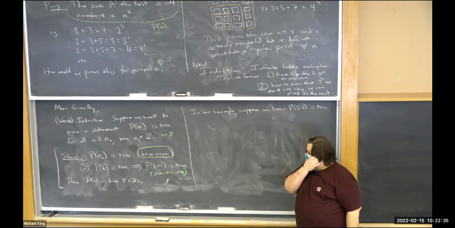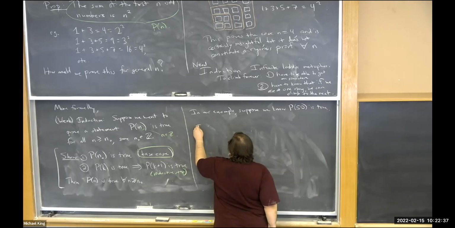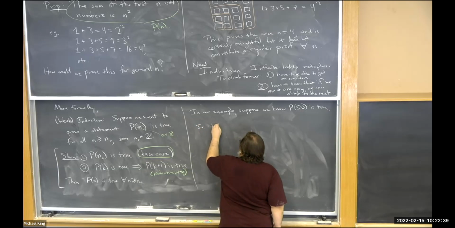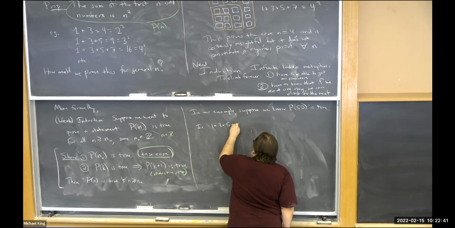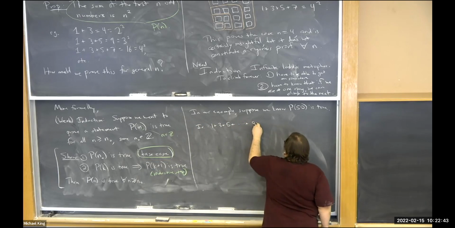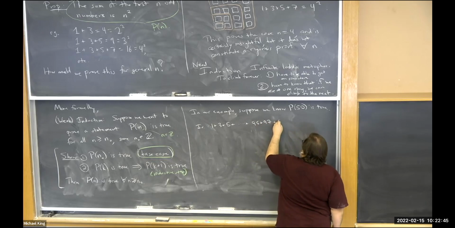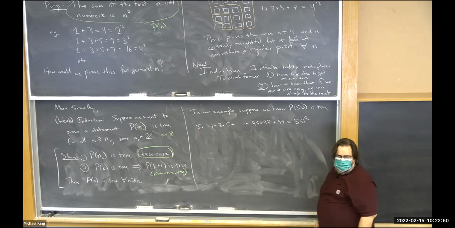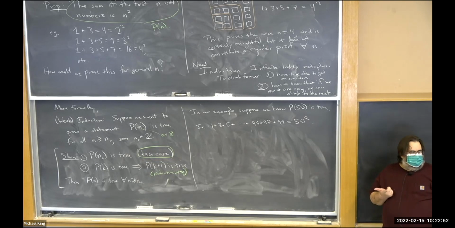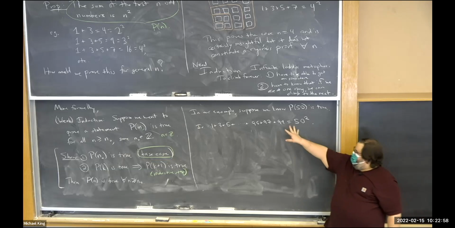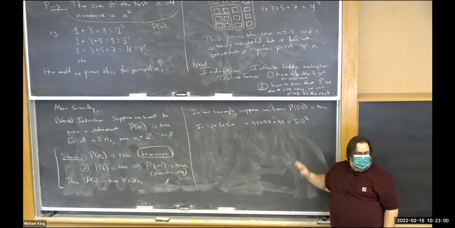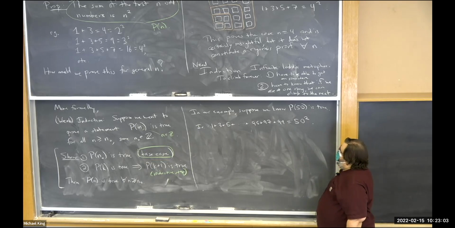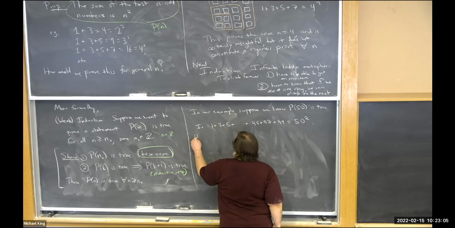Right? I.e., I think the first 50 odd numbers goes up to 99 probably. Am I counting that correctly? Is that the first 50 odd numbers? 1, 3, 5, 7, 9 is the first 5. So yeah, I think that's right. Suppose we know this statement right here, like we're given this. How can we show P of 51 is true?